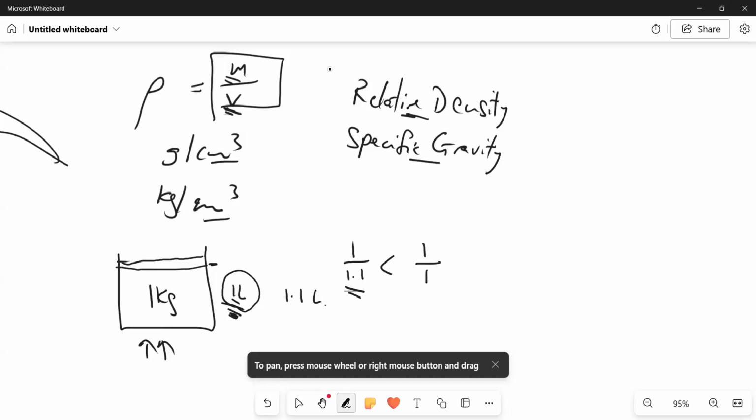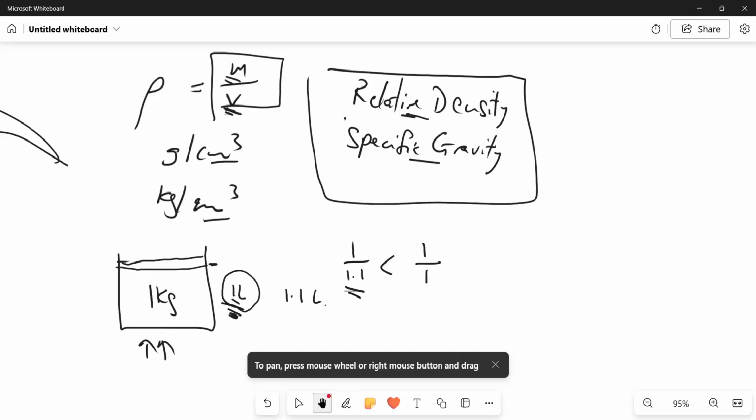But going back to this related quantity, relative density or specific gravity.